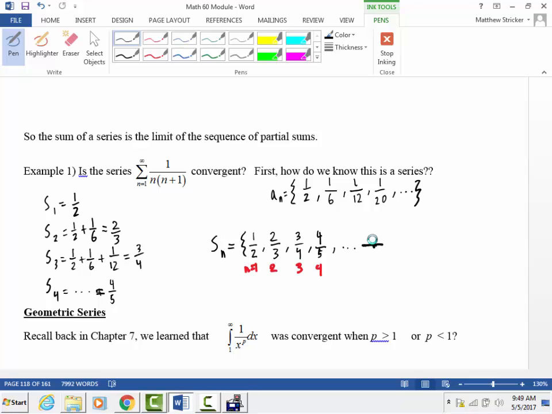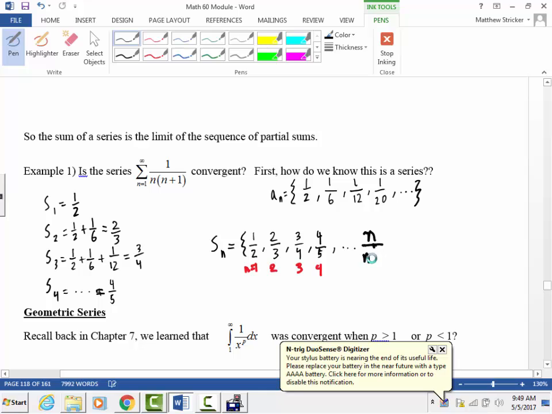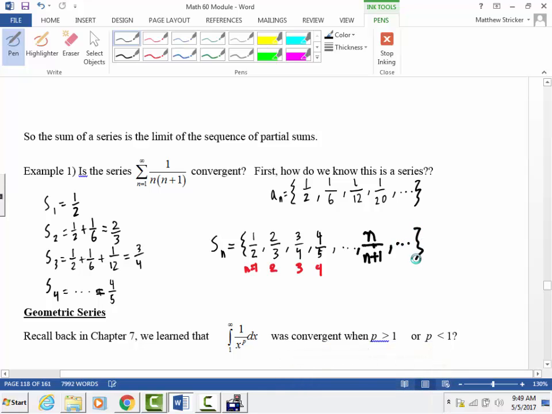I was going to say it's n over n plus 1. Yeah, I think that's good. N over n plus 1. So the nth term of this sequence is n over n plus 1. Yes? No? Okay, so now let's go back to our calculator.